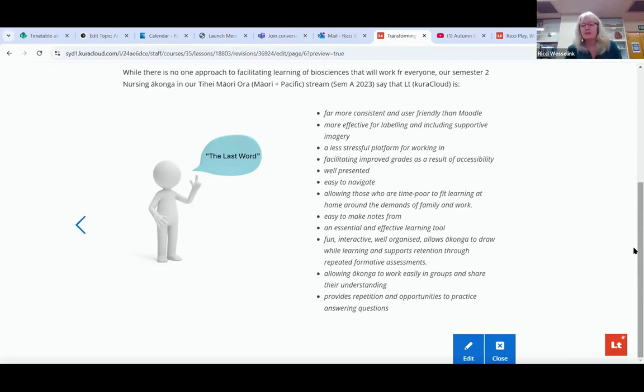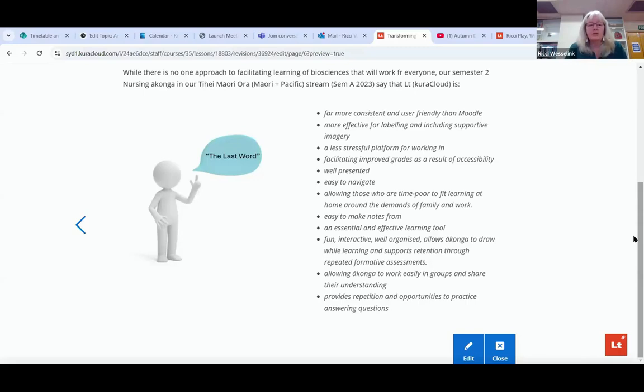And if they have to miss class, they don't entirely miss the learning. It's easy to take notes from. It's an essential and effective learning tool. It's fun, interactive, well organised, and allows them to draw while learning and supports retention through repeated formative assessments, and allows ākonga to work easily in groups and share their understanding.